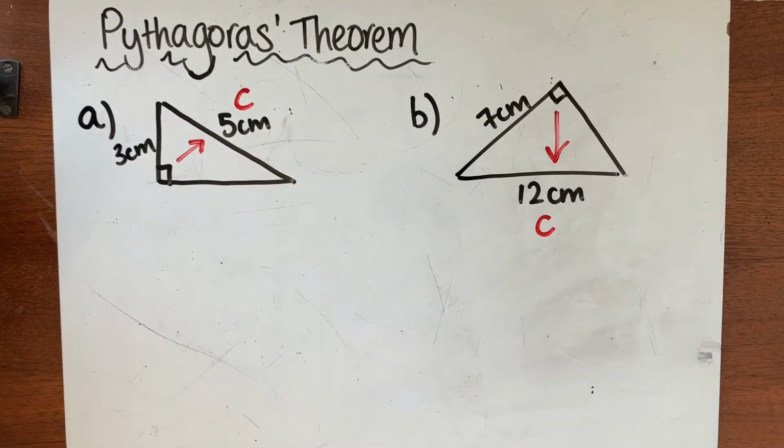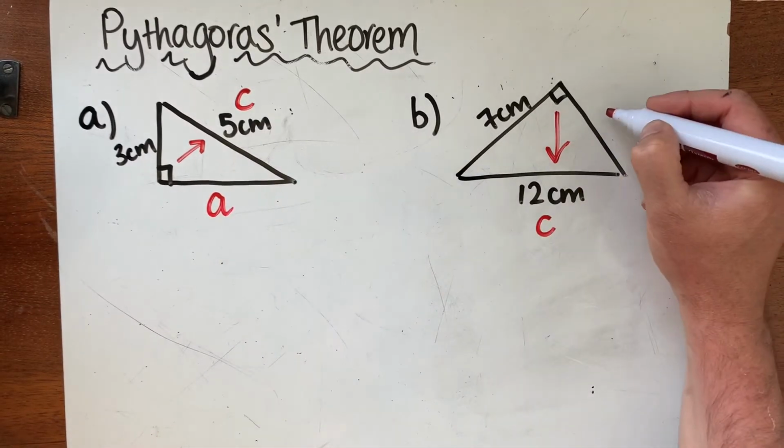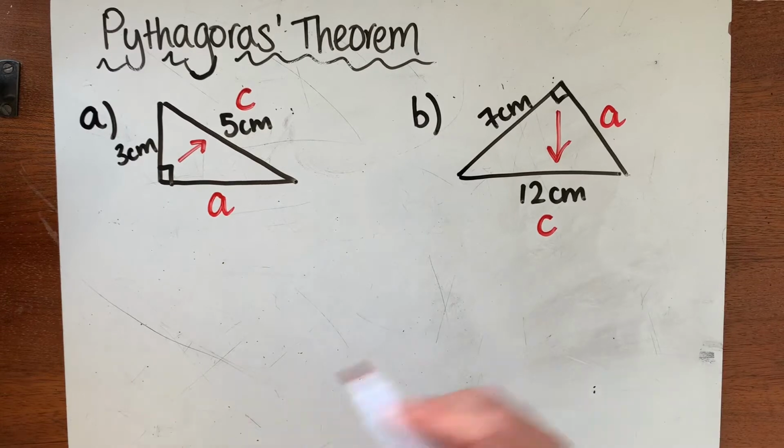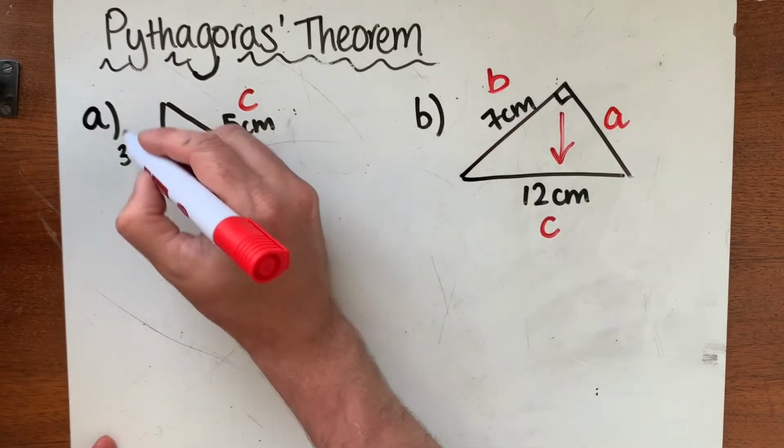The difference with these examples is if we have an unknown on a shorter side, we're going to call that shorter side A. Okay, so if there's a missing side and it's not the hypotenuse, we're going to call that missing side A. So here's A in both cases, the missing side, and that leaves the other side to be called B. Okay, so we're using the letters A, B, and C.